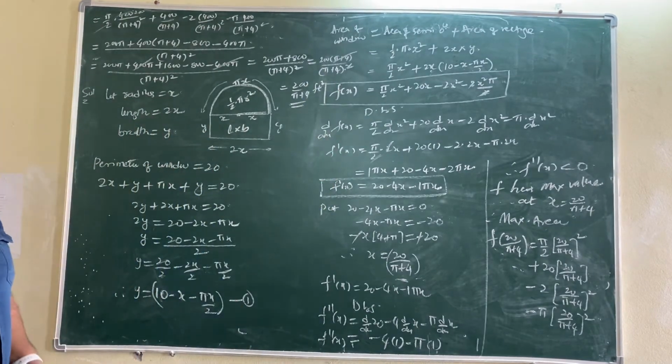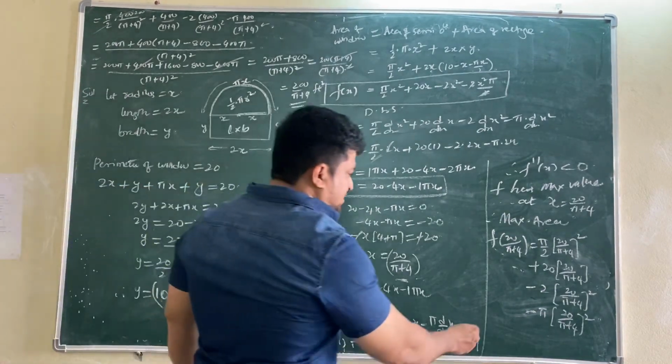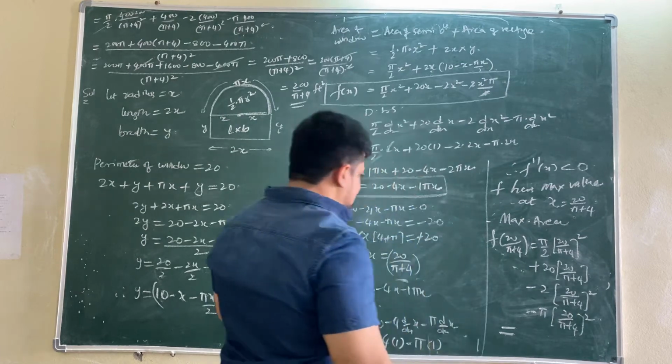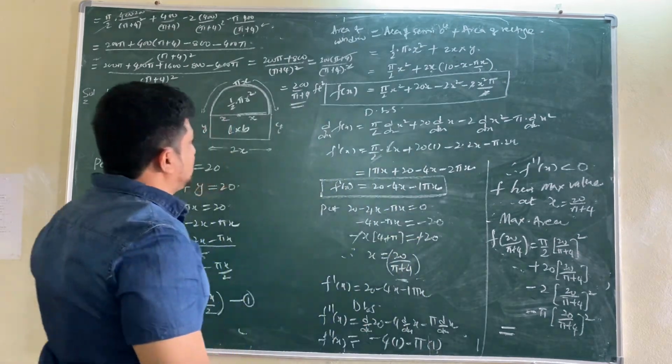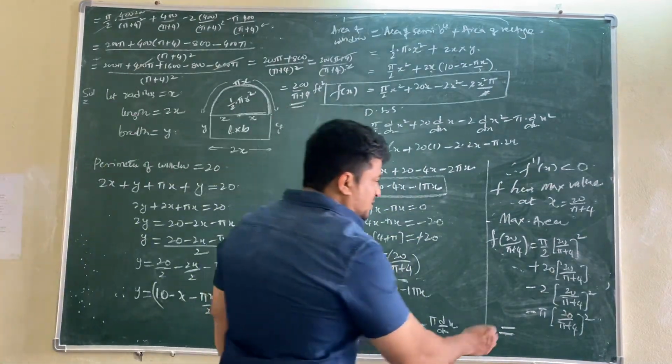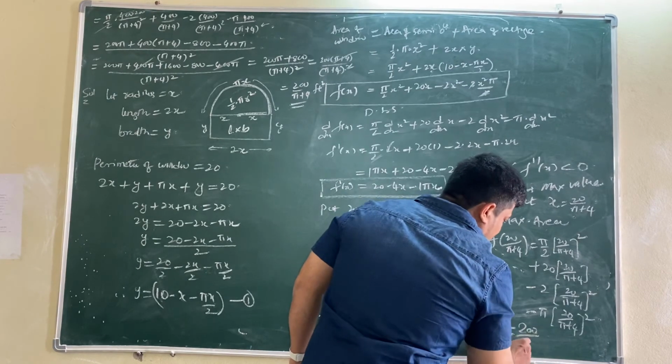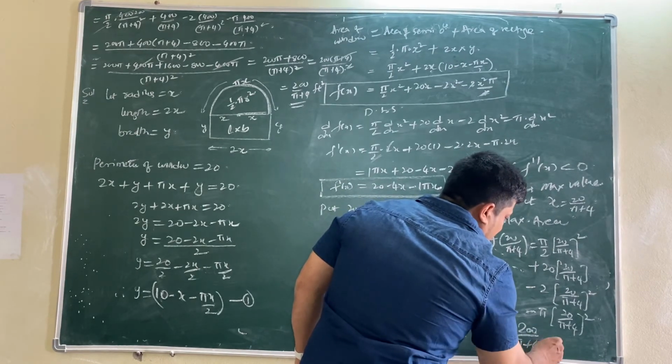Okay, those who don't know the simplification can just write it here. How much is the answer of x you got? 20 by pi plus 4. This simplification you need not do, 200 by pi plus 4, you can remember.